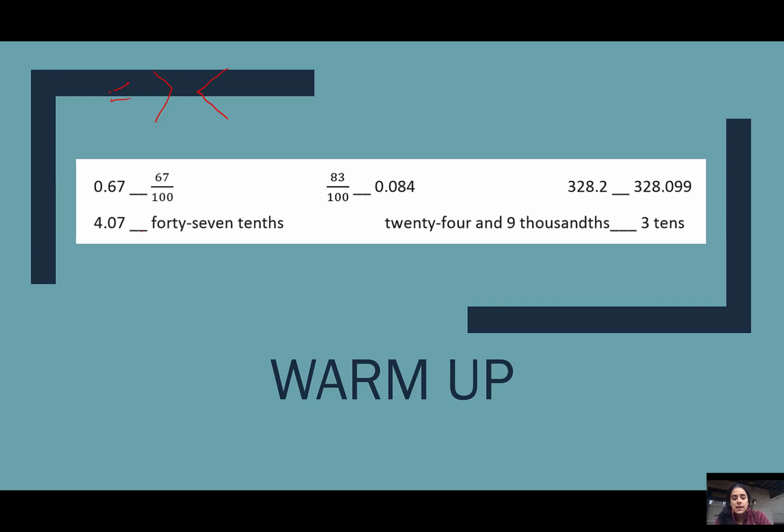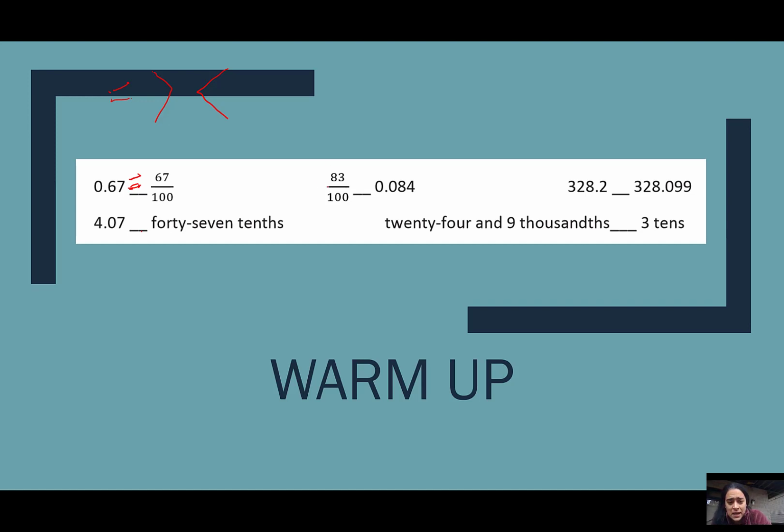All right. Let's compare these numbers. I have 67 hundredths and 67 over 100. These are equal. One is in decimal form and one is in fraction form.